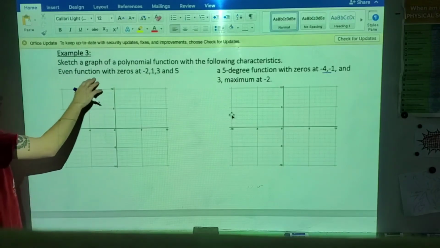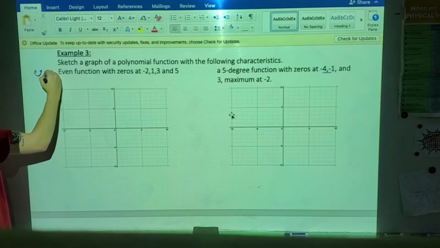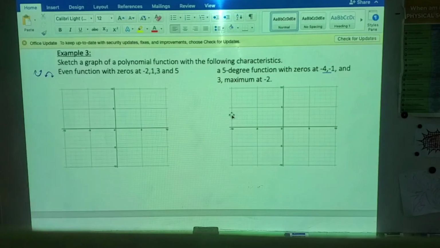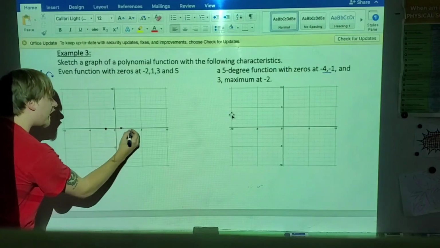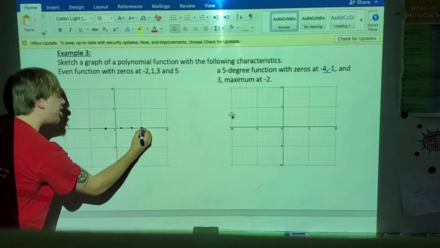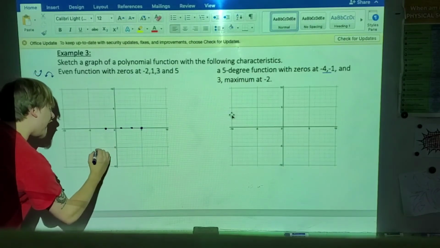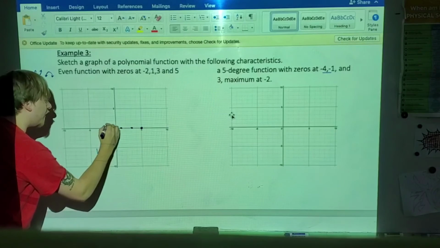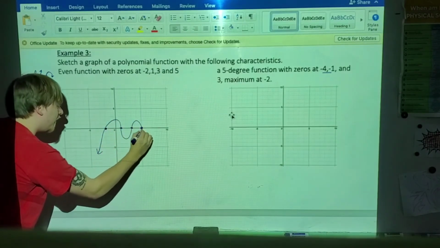So we have an even function, so that means it needs to go up, up, or down, down. And have to point the same way at the end because it's even. With zeros at negative 2, so here's negative 2, and at 1, and at 3, and at 5. So all that matters is that we cross through these dots, and the ends have to be the same. So I could just start at the bottom if I wanted to, and I'm going to go through here, and then through there, and then through there, and then down here.